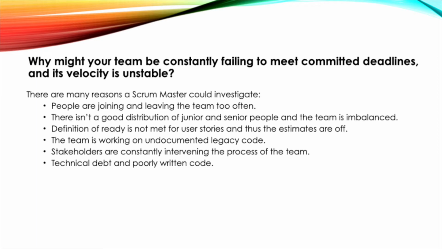Why might your team be constantly failing to meet committed deadlines, and its velocity is unstable? There are many reasons a Scrum Master could investigate. People are joining and leaving the team too often. There isn't a good distribution of junior and senior people and the team is imbalanced. Definition of ready is not met for user stories and thus the estimates are off. The team is working on undocumented legacy code. Stakeholders are constantly intervening in the process of the team. Technical debt and poorly written code.